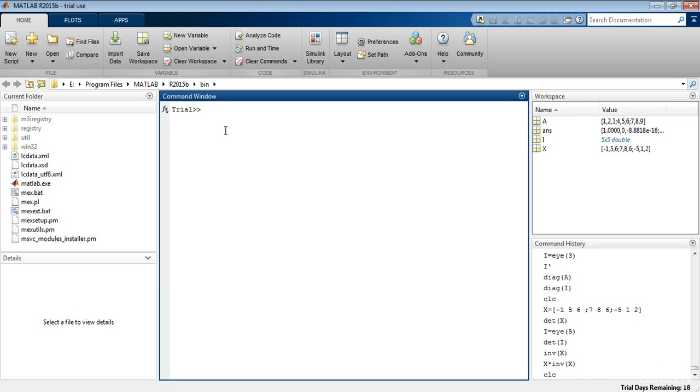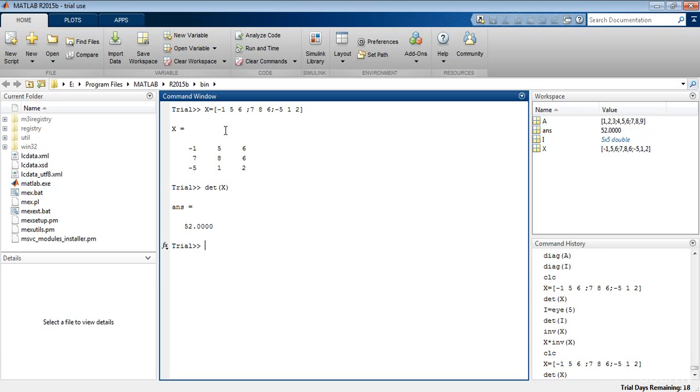For example, assume that we define our desired matrix as follows: -1, 5, 6, 7, 8, 6, -5, 1, 2. And now type det X and hit enter. You can see the output of this function is only a number.